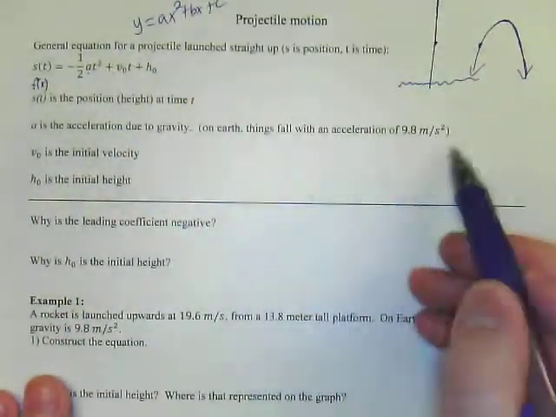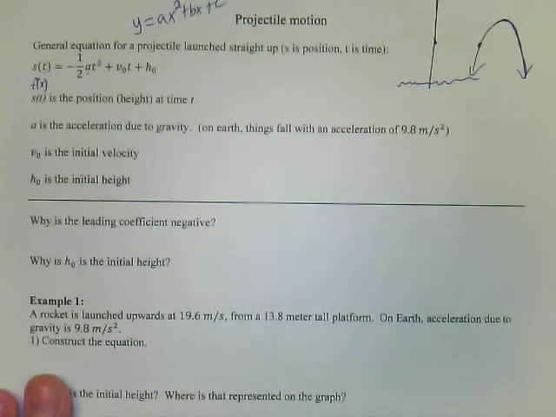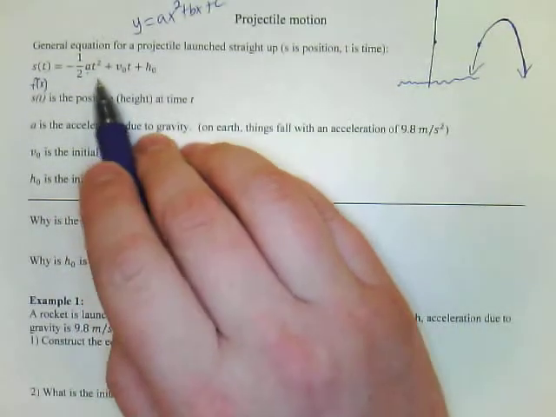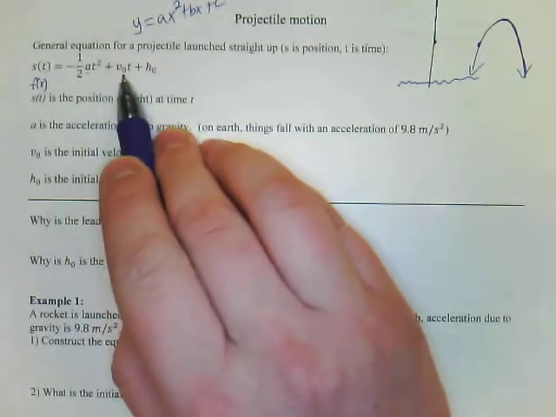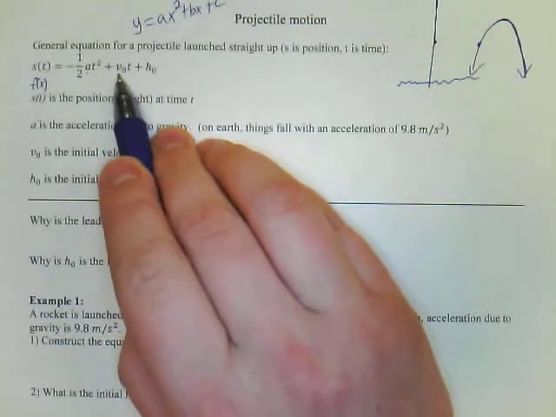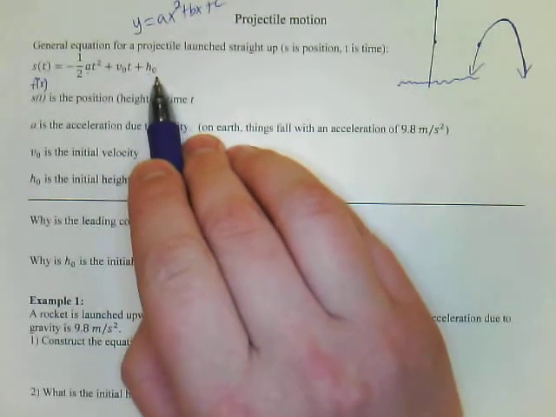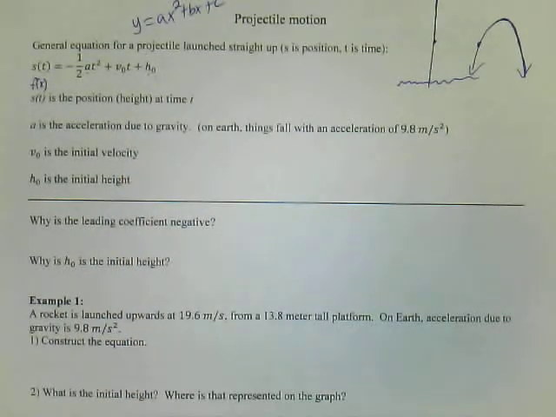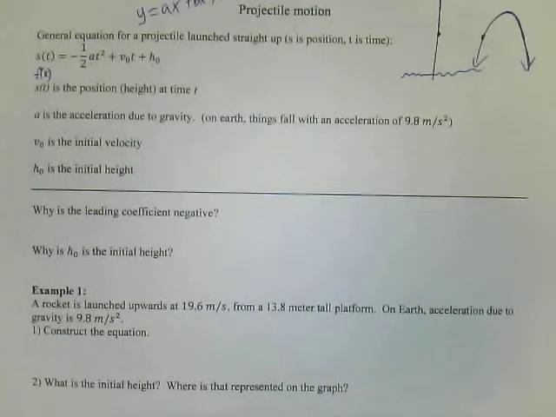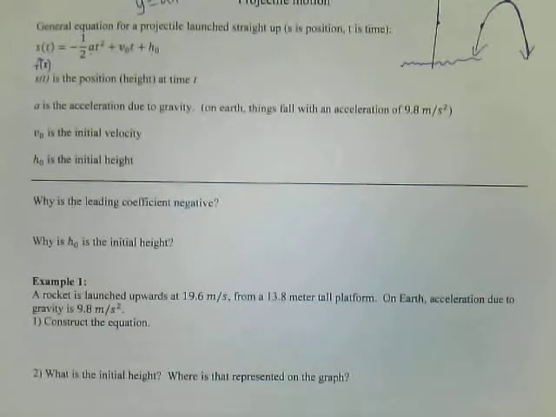So on Earth, that's 9.8 meters per second squared. If you have a bigger planet, things are going to fall down faster. If you have a smaller planet, things are going to fall down slower. We'll get into those calculations in a bit. Okay, then v sub 0, that is the initial velocity. So it's the velocity at time 0. And then h sub 0 is the height at time 0. It's the initial height.